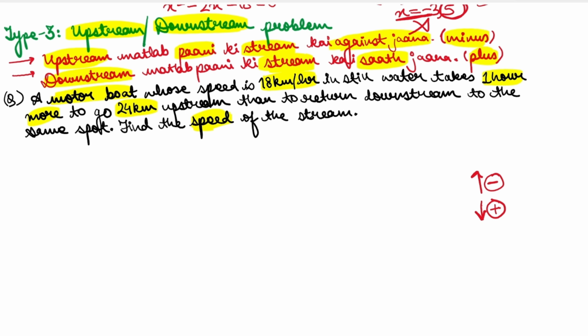ठीक है, तो how will we solve this question? तो इस question को solve करने के लिए सबसे पहले हमें पता होना चाहिए कि upstream और downstream का मतलब क्या होता है. So upstream is clear, upstream मतलब पानी के against जाना, और downstream मतलब पानी के साथ जाना. Okay, so सबसे पहले चीज हम क्या करेंगे, basically speed. हम speed को x मान लेंगे. So speed becomes x.